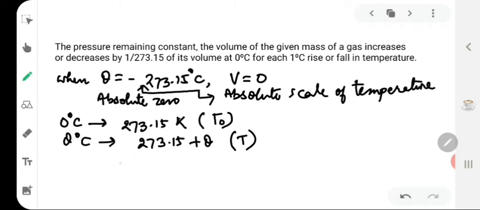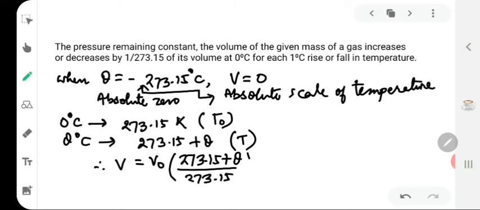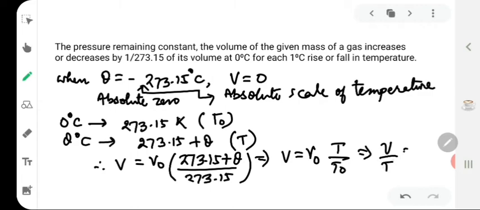So now we can write down V to be equal to V0 into (273.15 plus theta) divided by 273.15, which implies V is equal to V0 T by T0, or we can write down V by T equal to V0 by T0. This means V by T is equal to constant.